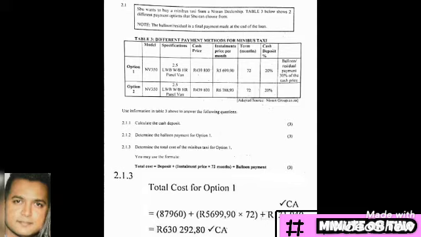So we are going to be substituting 87,960 for the deposit. Then it says plus installment price. Now the installment price is given there in option 1. If you look at the headings, it's 5,699 Rand 90 cents. So we'll put that value in there, times 72 months plus the balloon payment. Now the balloon payment we've worked out to be 30% of the cash price in 2.1.2. So we substitute this value of 131,940, and multiplying through and doing our calculations, we arrive at 630,292 Rand and 80 cents.